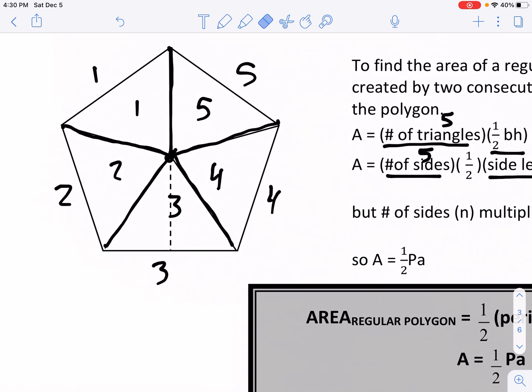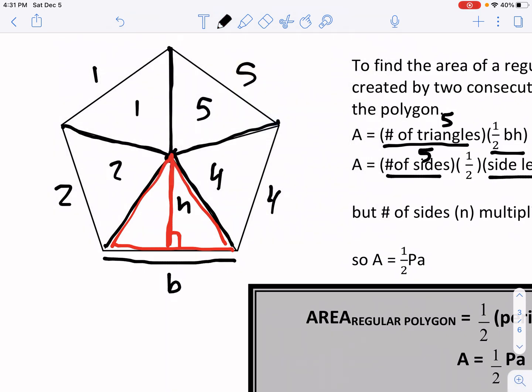Well, what's the base of one of these triangles? Let's just look at this guy here. The base of one of our triangles is the side of our pentagon, okay? This guy right here is the base of this triangle, it's just the side of our pentagon. Now, the height of this triangle is the apothem, okay? So we talked about this before. It extends from our center, and it's the perpendicular segment that meets the side of our figure, okay? So the height here is the apothem, okay?